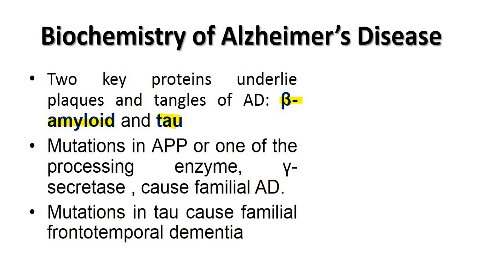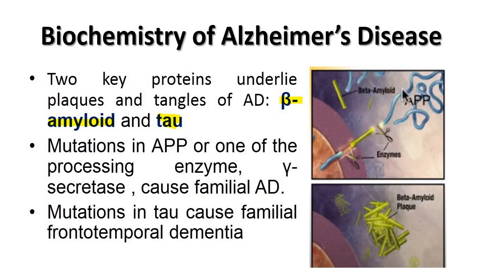Also, there is a mutation in tau, and this mutation in tau causes familial frontotemporal dementia. So, beta amyloid, this is the diagrammatic representation. You have the APP enzyme protein, and what the enzyme does, the enzyme will clip this peptide, and once it is clipped, you have deposition of beta amyloid plaque, and these beta amyloid plaques get deposited.